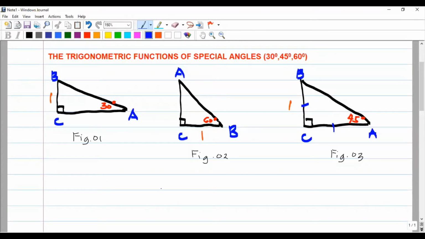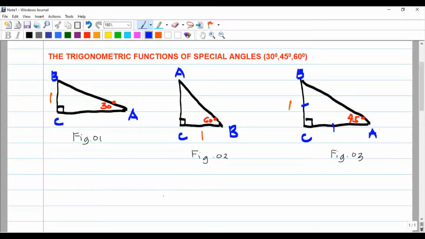But in figure 1, the side opposite the 30-degree angle is 1 unit, and in figure 2, the adjacent side is given, which is 1 unit, and in figure 3, the opposite side of the 45-degree angle is also 1 unit. So before we give the values of the trigonometric functions of these special angles, we have to derive the length of the unknown sides of these triangles.